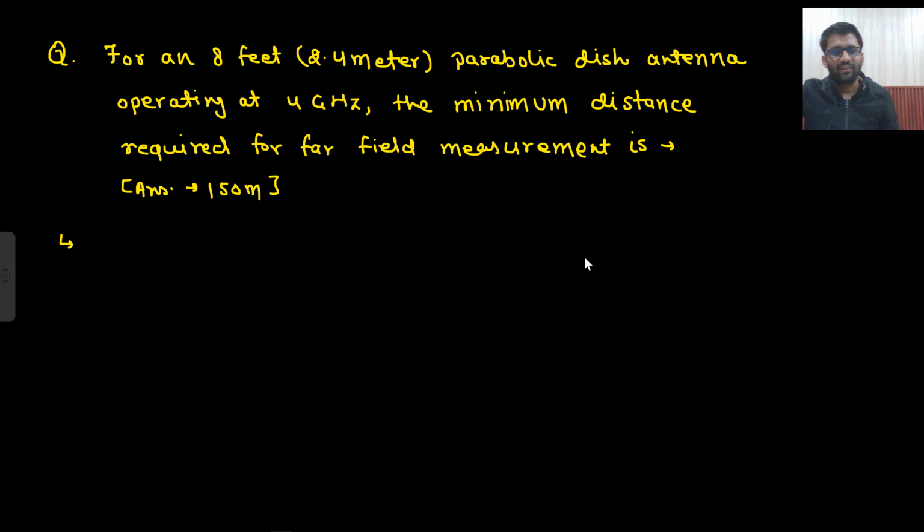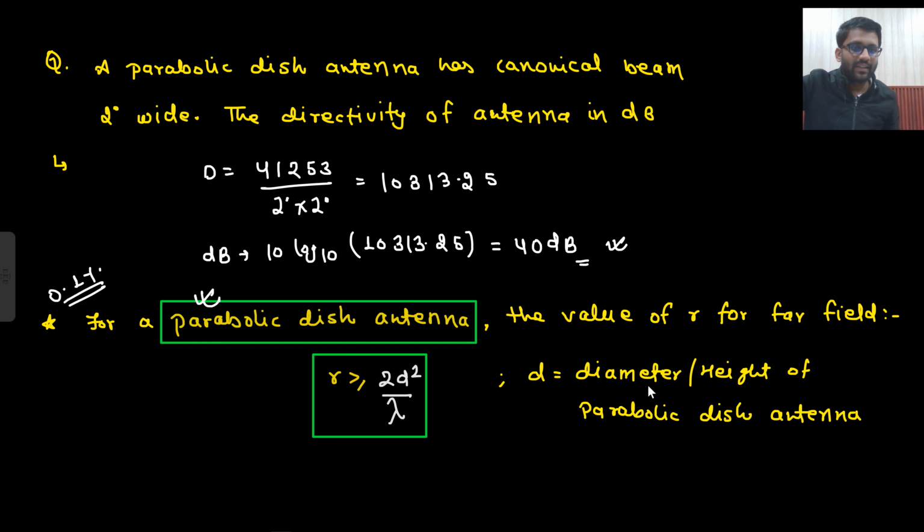This was also asked in the 90s. So what do you need to find? The minimum distance you need to find. So R minimum should be equal to 2d square by lambda. So what has been given? What is d here? D is the diameter or height of the parabolic dish antenna.